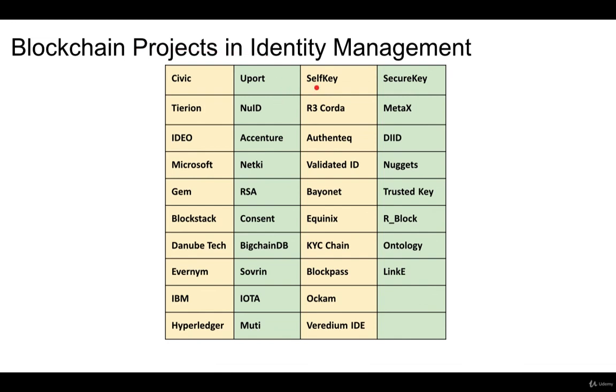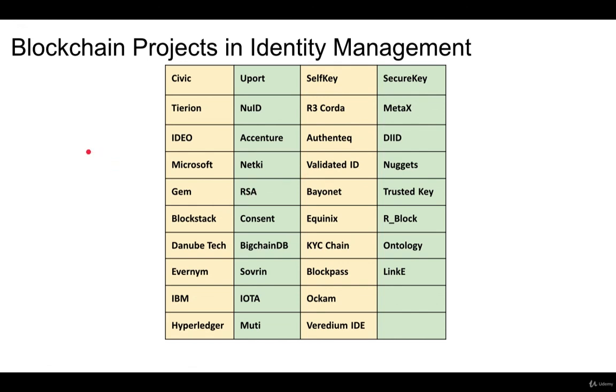Then you have SelfKey, which is another blockchain based identity management system for owning, controlling and managing your own identity on the blockchain. It is similar to Civic, but it is based on ERC tokens. Another similar initiative is SecureKey, which is like Civic, but working on Hyperledger, and the initiative's operations are in Canada. Then there are other organizations across the world like Tykhe, UID, Corda, MetaX, etc.